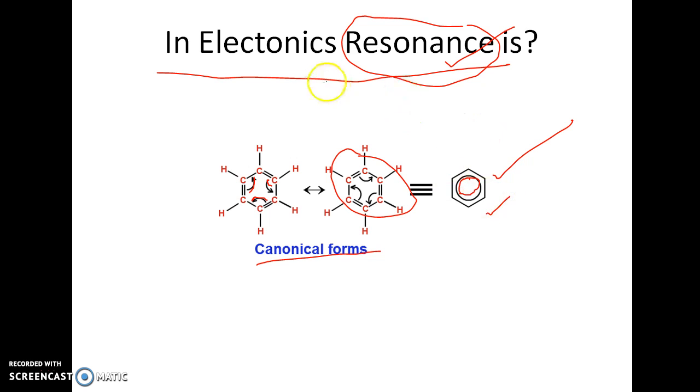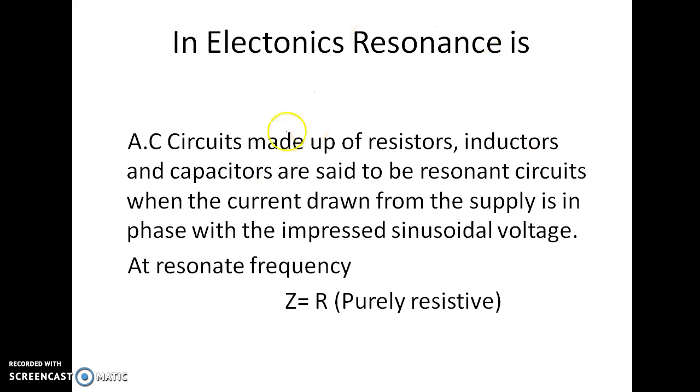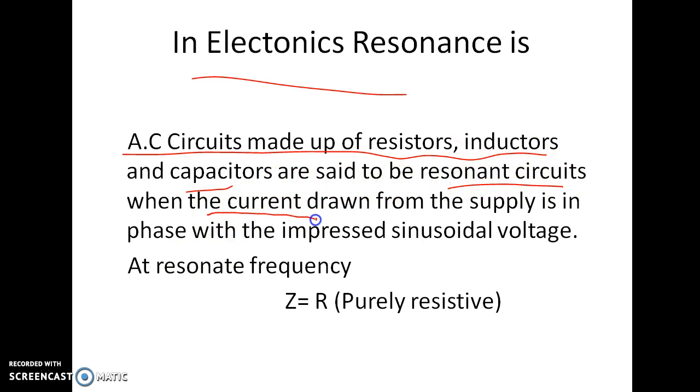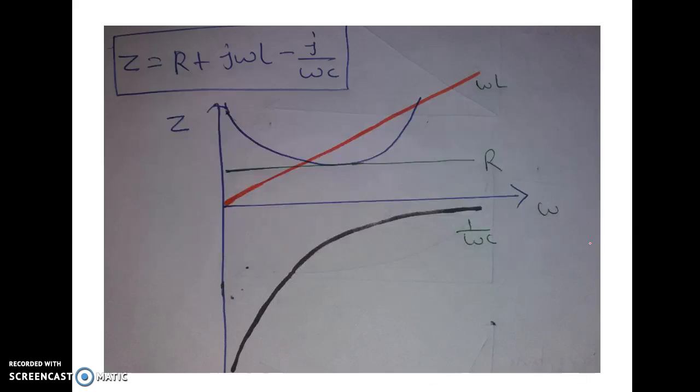But is the same resonance indicated by resonance in electronics? No. In electronics, resonance is something different. See, in electronics, what is the resonance? An AC circuit made up of resistors, inductors and capacitors is said to be in a resonant circuit when the current drawn from the supply is in phase with the impressed sinusoidal voltage. Okay, that is what it means.